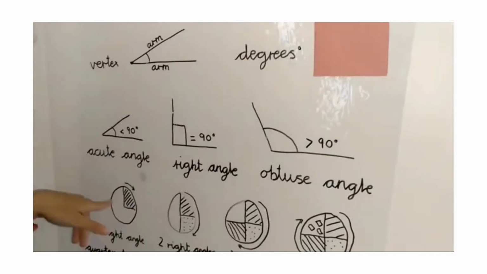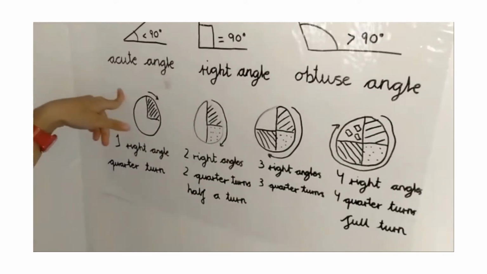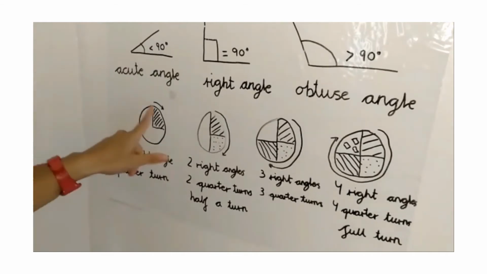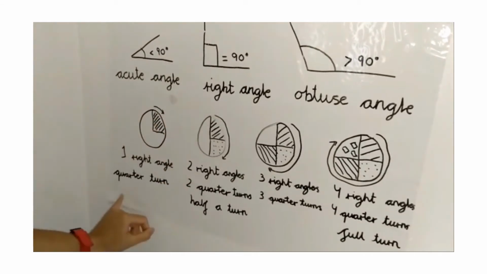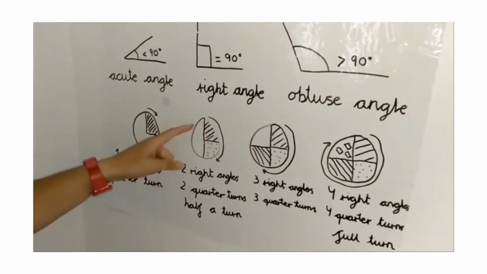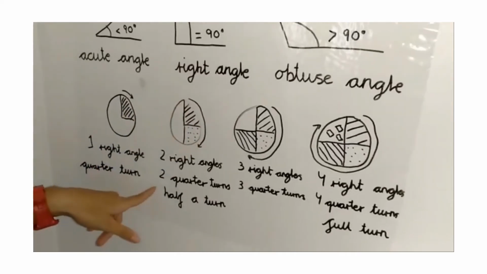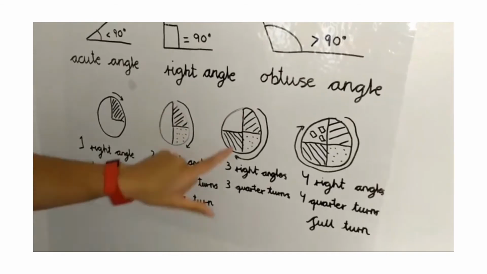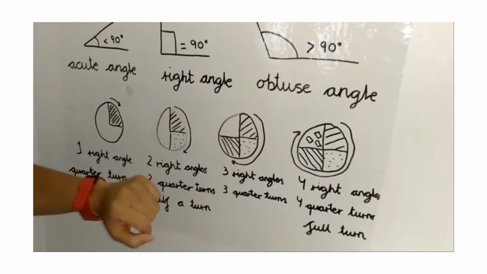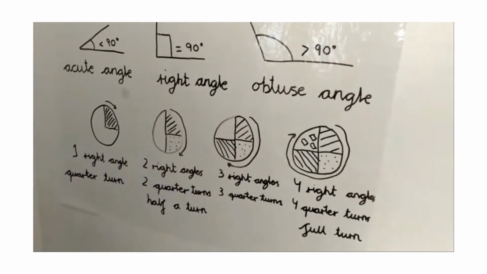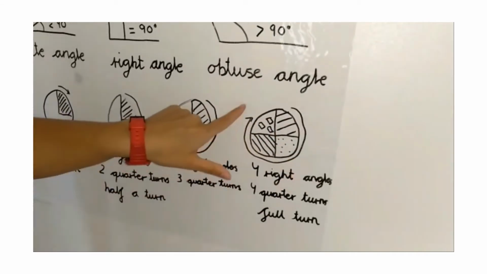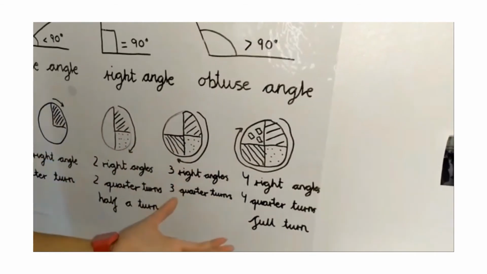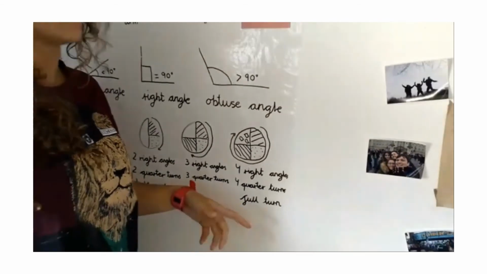Lastly, we learned how to use right angles to make turns. So here is one right angle turn, which is the same as a quarter turn, two right angle turns, which are the same as two quarter turns or half a turn, three right angle turns, which is the same as a three-quarter turn, or four right angle turns, which is the same as four quarter turns, or as we will say, a full or whole turn.